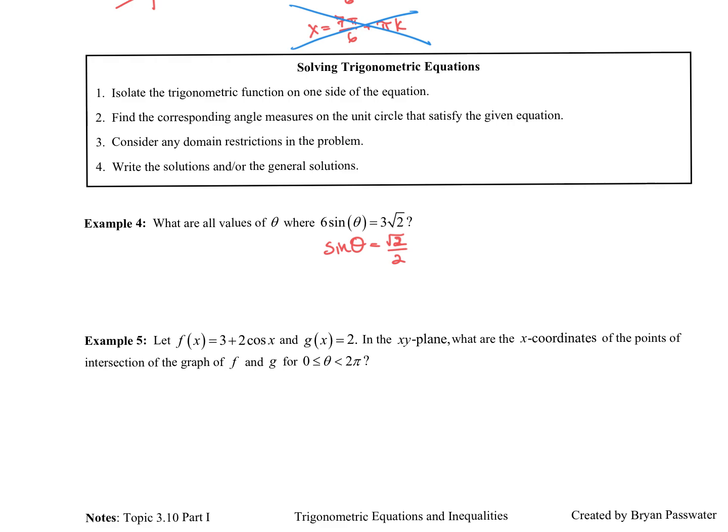And so very similar to what we've done before. So when does sine equal square root 2 over 2? At pi over 4. When else? And at 3 pi over 4. Exactly. Now, I don't have any constraints on this one. So what's my period of sine? 2 pi. So now I have to add plus 2 pi k's on them. So now I have plus 2 pi k. And so those are my solutions to that equation.